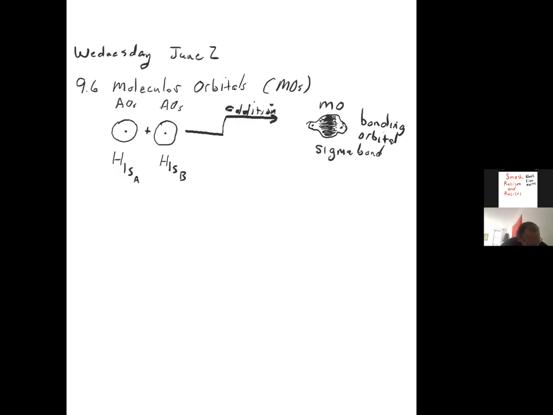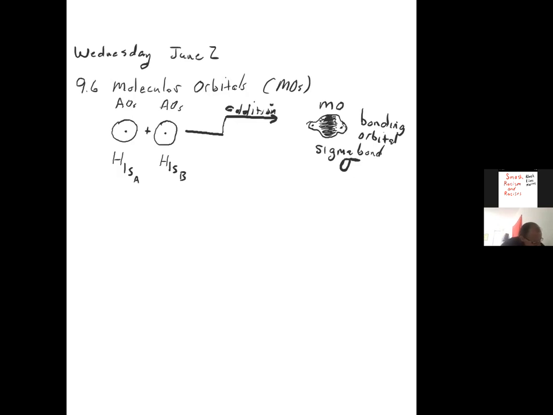And the symbol for sigma in this case is a lowercase sigma, which is just Greek for S. All right, so there's your sigma bond. So the sigma bond is what you get when the electron density is directly between the two nuclei.